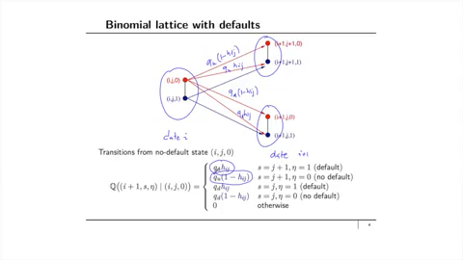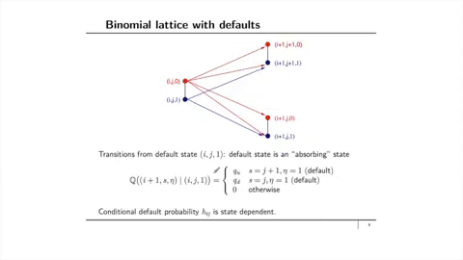What happens to the transition out of the default state? The transitions from the default state are actually very simple. Once the bond has defaulted, we are going to assume that there is exactly one default event between dates 0 through n. So once a bond has defaulted, it's always in the default state. So from this particular default state, you can go to state j plus 1 and default, and you can go to state j and default. You can never go to the non-default state. So notice that there are no blue arrows or black arrows going to the state with no default.